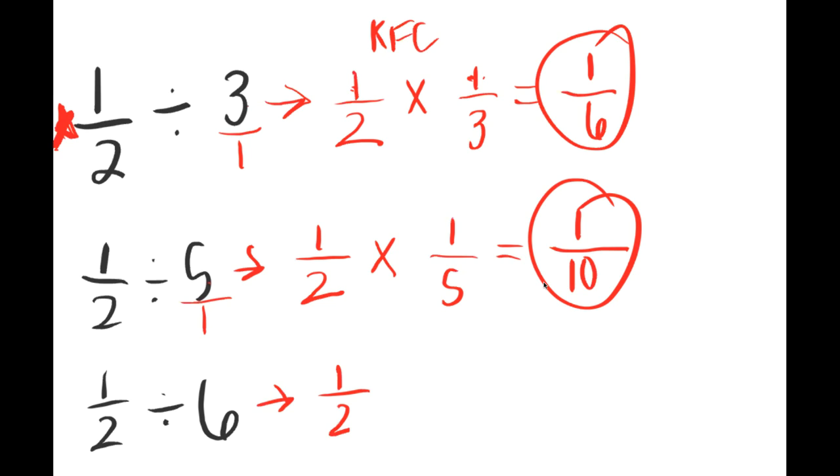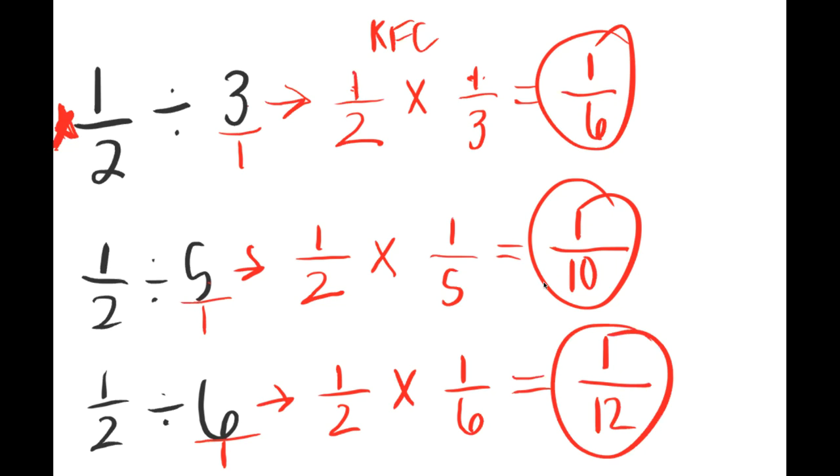Same thing here, KFC. Keep the first term. Flip the second term. We're going to put it over 1 so that we can flip it. Sorry for my Spotify commercials. We're going to change our division sign to multiplication and then solve. 1 times 1 is 1, all over 2 times 6 is 12. And there's our answer.